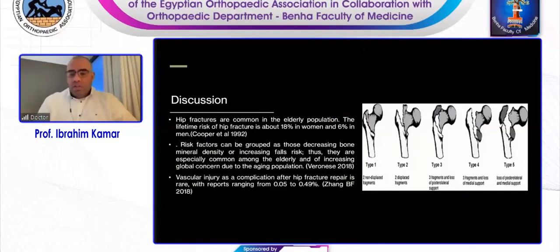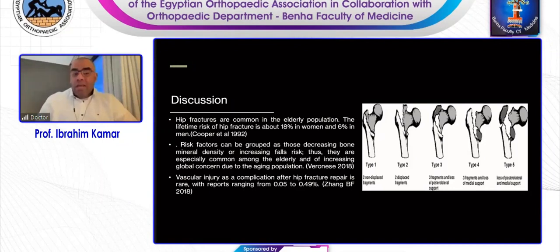So our discussion regards this uncommon complication, with all of us doing cephalomedullary nailing as a daily practice. Hip fractures are common in the elderly population. The lifetime risk of hip fracture is about 18% in women and 6% in men, according to Cooper et al. in 1992. The risk factors can be grouped as decreasing bone mineral density or osteoporosis, and increasing falls risk. They are especially common among the elderly and of increasing global concern due to the aging population.